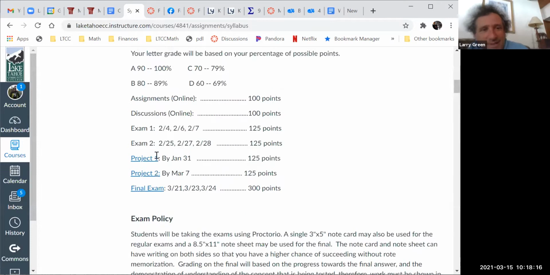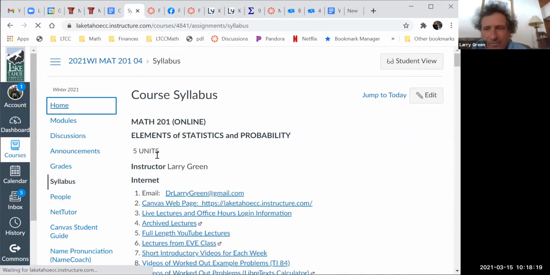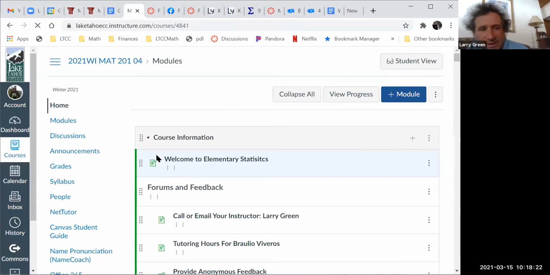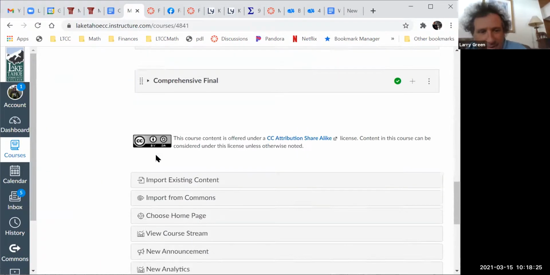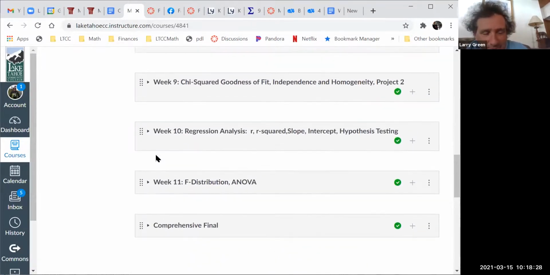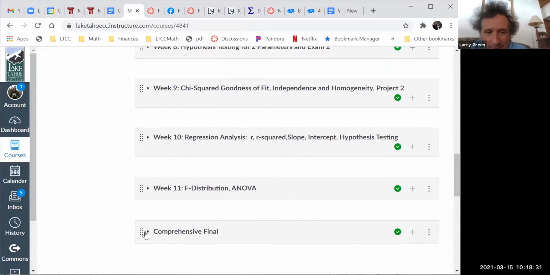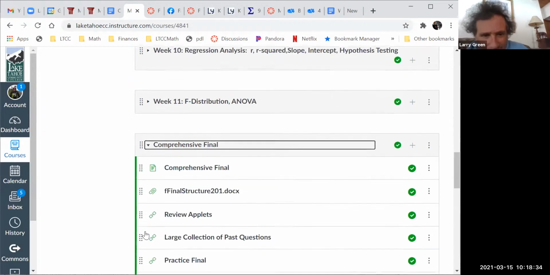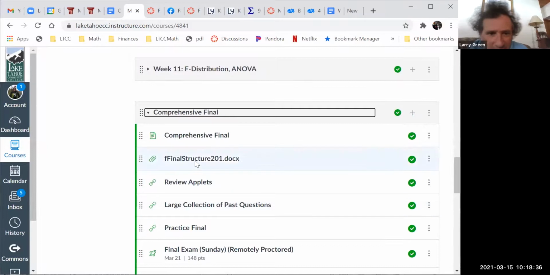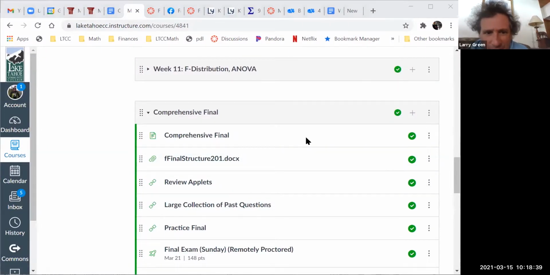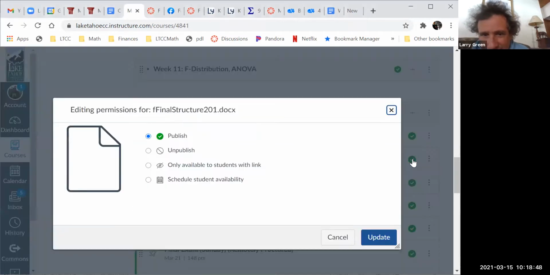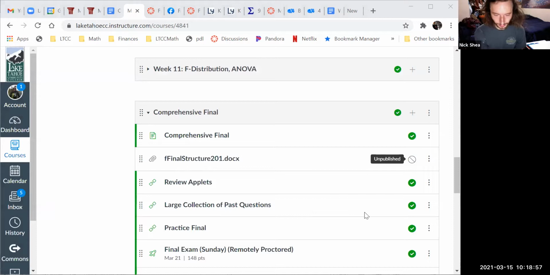So now let's go back to the main page. And we're at the end. And if you go to comprehensive final, oh, this is a past structure. I'm going to remove this because I don't want to confuse you. That was a structure for like a lot of years ago. Got to remember to do it in the other class too, but I'll remember.